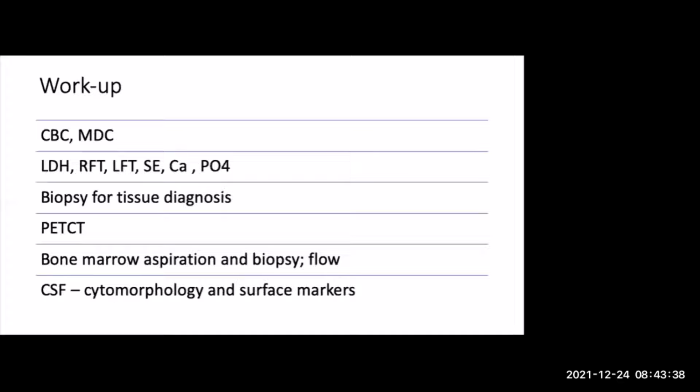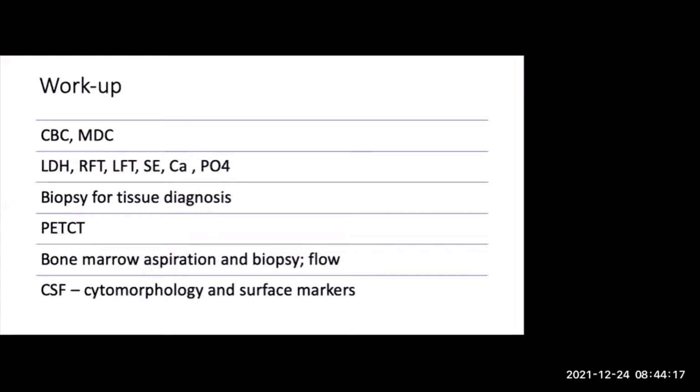So how do we work up the case when the patient comes to the OPD or casualty? First is CBC and manual differential count to look at hemoglobin, platelet, and WBC count, and for the leukemic presentation of Burkitt's lymphoma with blasts in the peripheral blood. LDH, as we know, Burkitt's is highly proliferative, so LDH is usually in the thousands. And since they are highly proliferative, there is high risk of TLS, so we need to monitor RFTs, LFTs, electrolytes, calcium, and phosphorus.